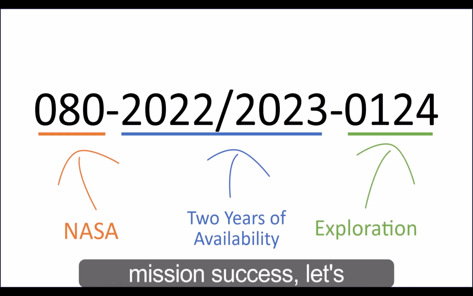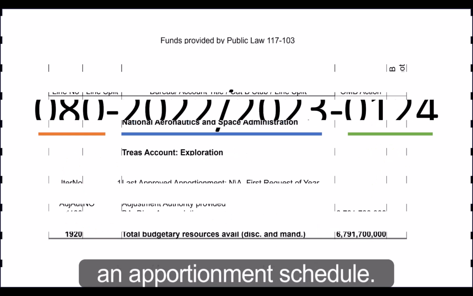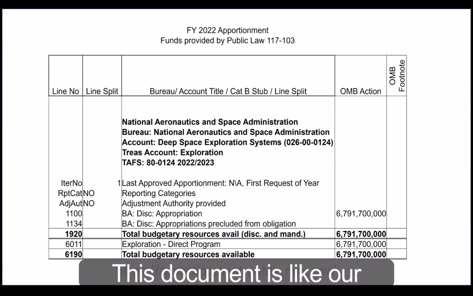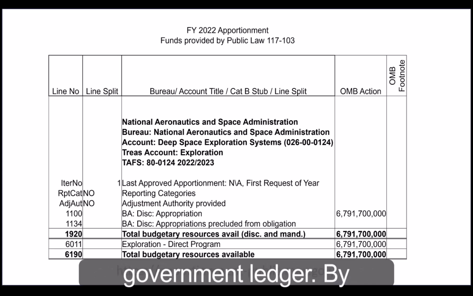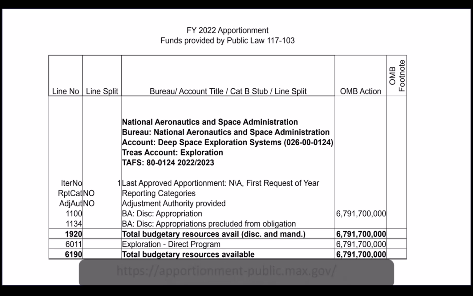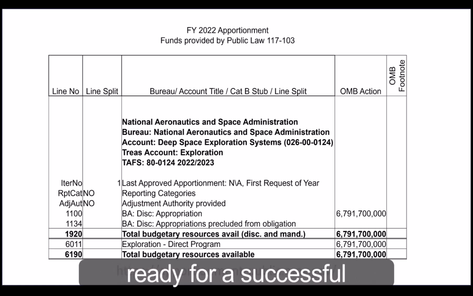But before we declare mission success, let's perform a cross-check with an apportionment schedule provided by the Office of Management and Budget. This document is like our mission control. It gives us the all clear that our funds are correctly aligned with the government ledger. By comparing our Treasury account symbol with this official record, we can ensure that every digit is in its proper place, every allocation is precise, and our budgetary spacecraft is ready for a successful mission.